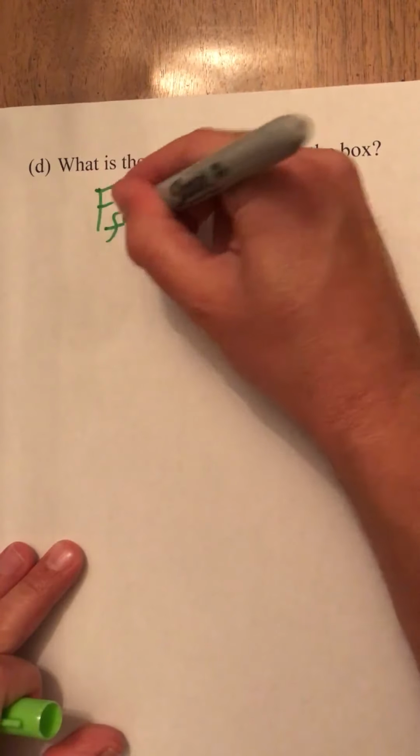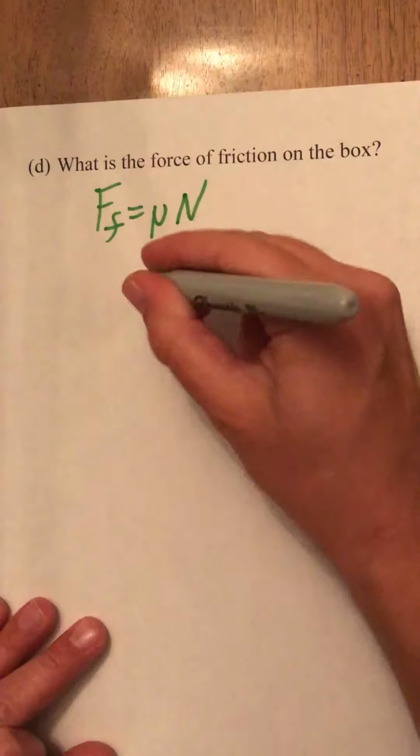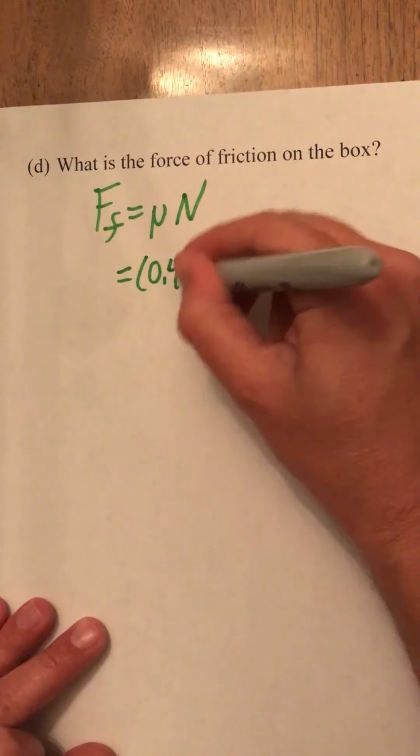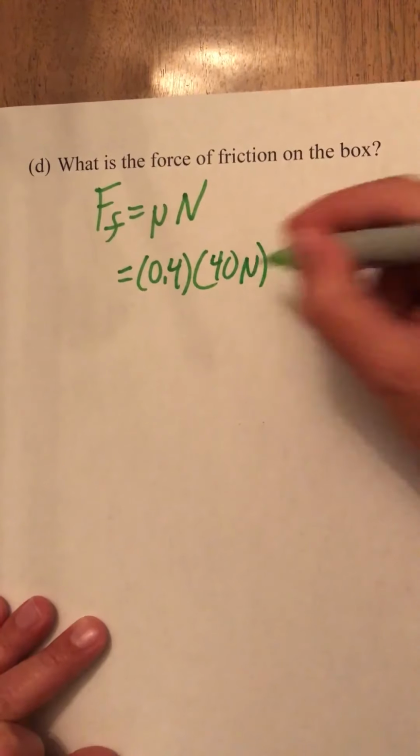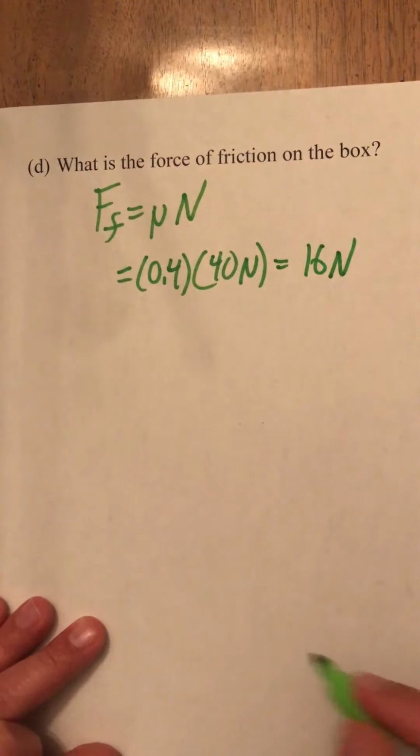So now they say, what is the force of friction on the box? Well, this one is pretty straightforward because we know that the force of friction is the coefficient of friction times the normal force. And they gave us this. It's 0.4, and we just solved for the normal force. It is 40 newtons. So right now, our force of friction is 16 newtons. So that one was pretty easy.